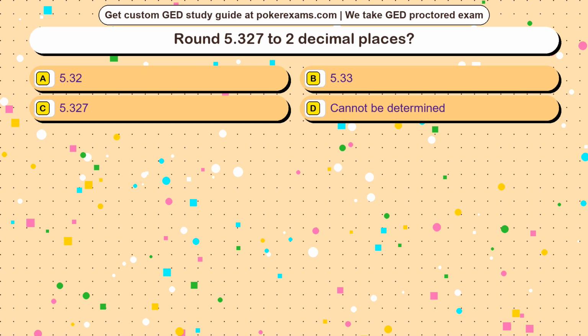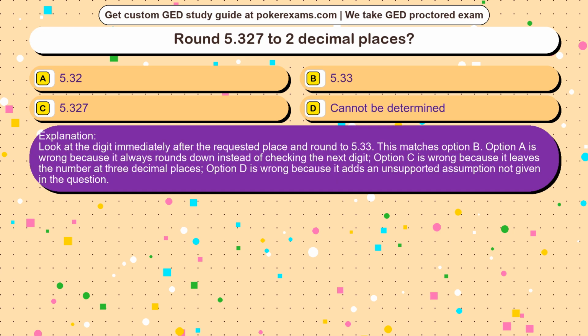The correct answer is option B. Look at the digit immediately after the requested place and round to 5.33. This matches option B. Option A is wrong because it always rounds down instead of checking the next digit. Option C is wrong because it leaves the number at 3 decimal places. Option D is wrong because it adds an unsupported assumption not given in the question.